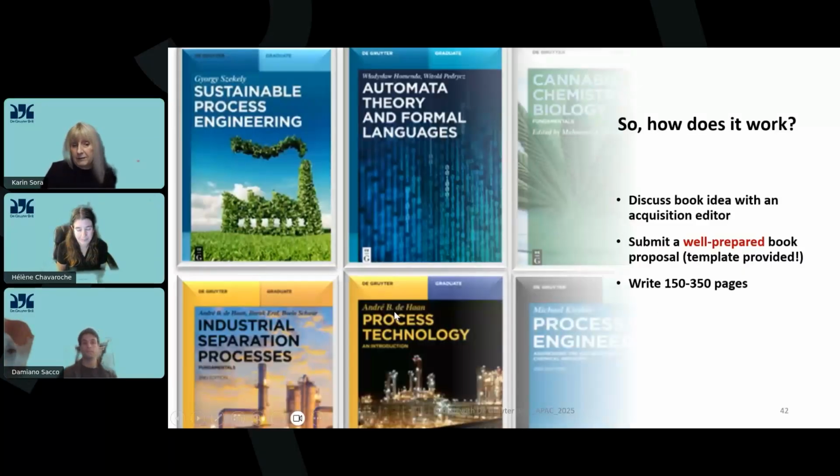And how does it work? So you discuss the book idea or the content with an acquisition editor. You submit a well-prepared proposal. We have templates. And then you just write 150 or 350 pages, and then you end up with beautiful books as an outcome.